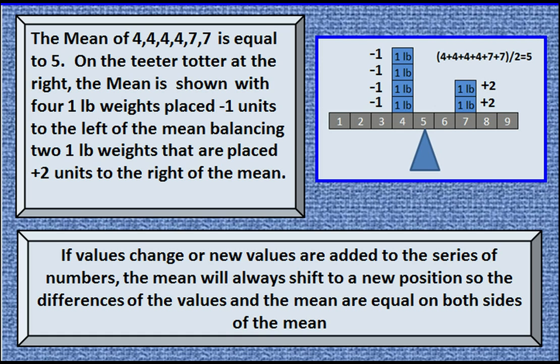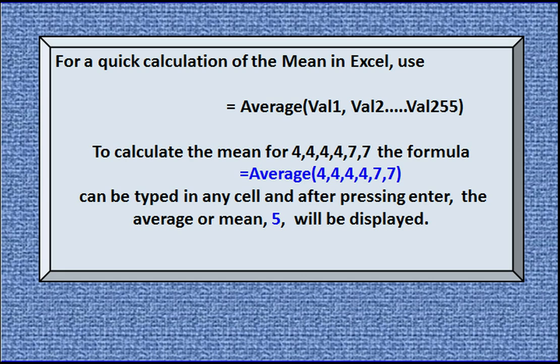For a quick calculation of the mean in Excel, use the formula equals average and in parentheses the various values separated by commas. To calculate the mean for the values 4, 4, 4, 4, 7, and 7, the formula equals average and in parentheses 4, 4, 4, 4, 7, 7. This can be typed in any cell, and after pressing enter, the average or mean 5 will be displayed.